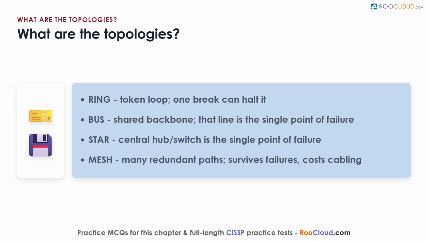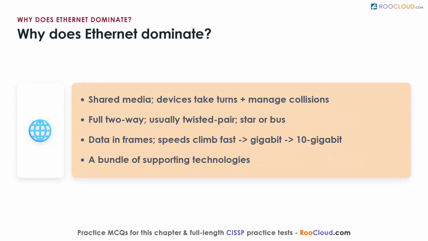A star wires each system to a central hub or switch, so one failed segment leaves the rest working, though the hub itself is the single point of failure. And a mesh links systems through many redundant paths, surviving multiple failures at the cost of far more cabling. Picture a city's roads. A single ring road, one main street, spokes from a roundabout, or a dense grid of interconnections. Why is Ethernet the dominant local technology?